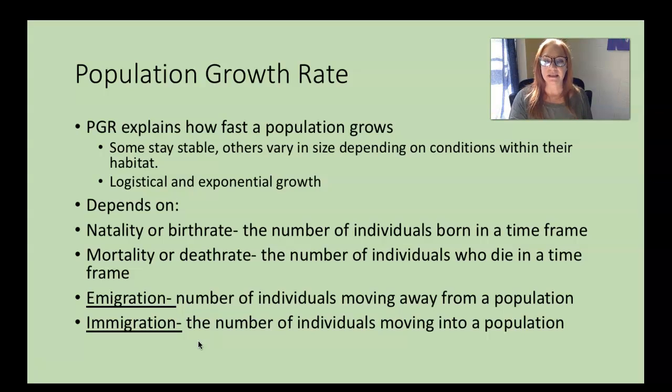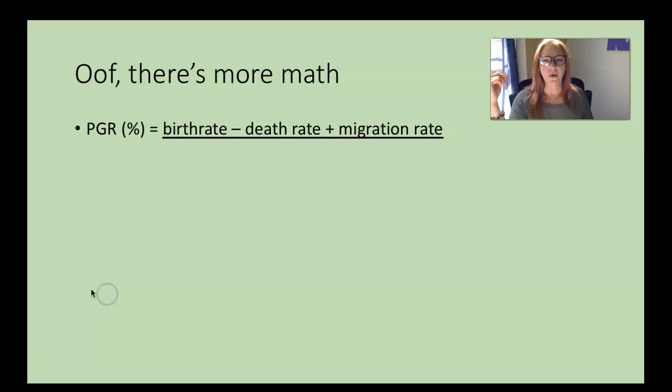So for instance, in lion prides, if a male dies, new males immigrate in to take over the pride. Okay, more math. Guys, Fravel's not a math person, but science is math. This one's not too hard. The population growth rate percentage, math is easy. It's birth rate minus death rate plus migration rate. That's it. A migration rate is the difference between emigration and immigration.